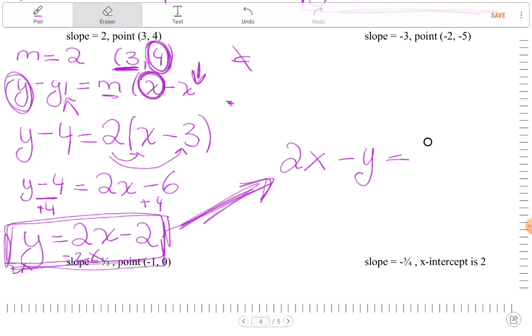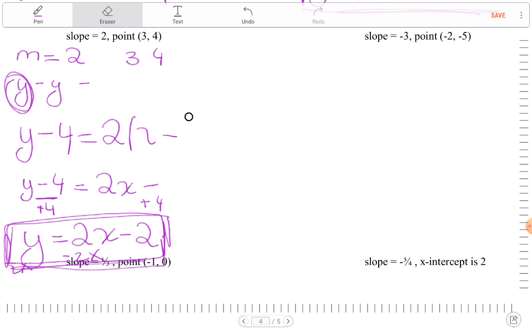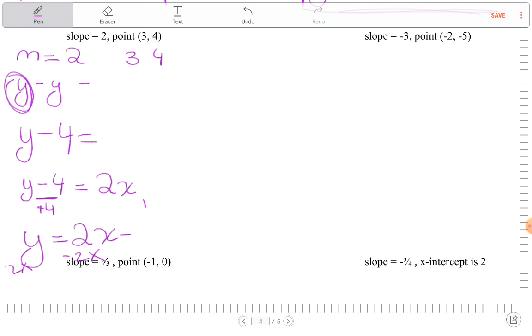All right, let me erase this so we can have some room and do the next problem.